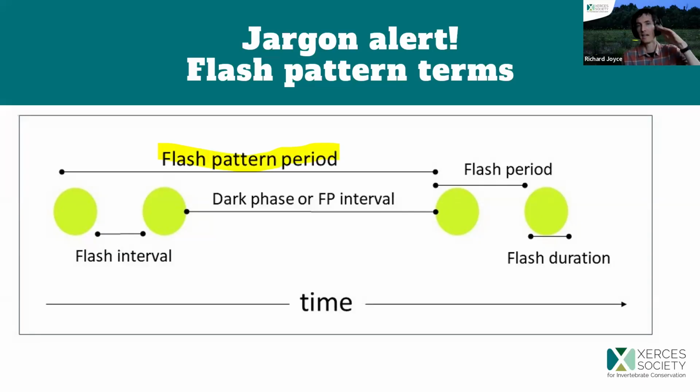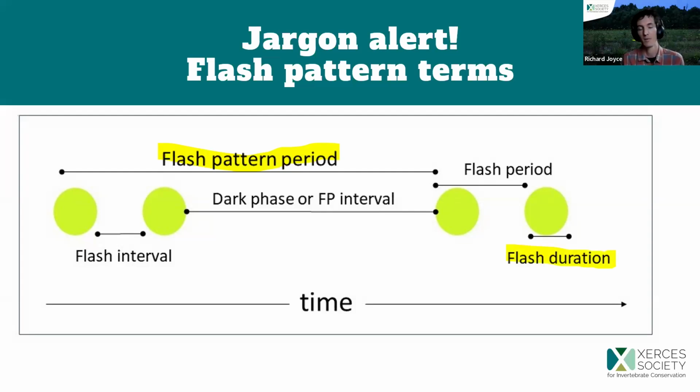In some ways, getting all 3 is kind of aspirational, but we're going to go through each of those pieces. So the flash pattern period is the time between the start of a flash pattern and the start of the next repetition of that pattern. So if you're only able to record one flash pattern metric, this is a good one to get.